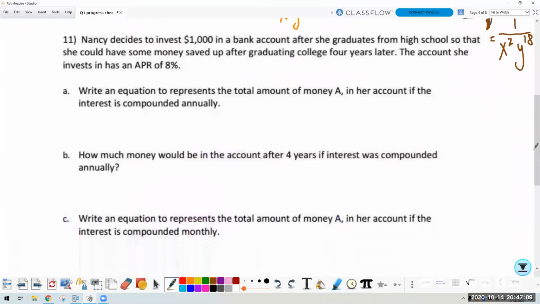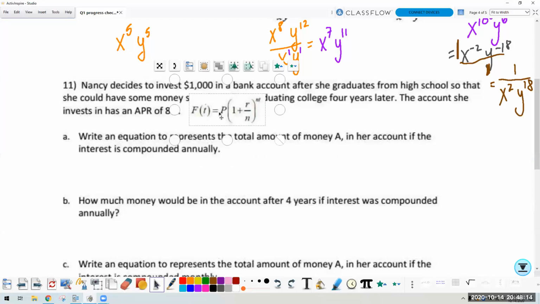Nancy decides to invest $1,000 in a bank account after she graduates from high school so that she can have money after graduating 4 years later. The account she invested is 8%. So don't forget about your formula sheet. Your formula sheet will have this equation. I'm actually going to go screenshot that and put that here. And ta-da, here it is.